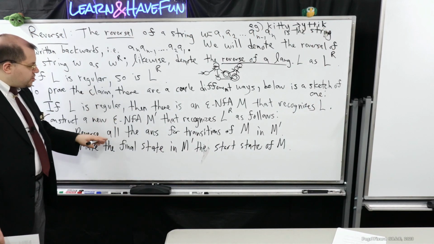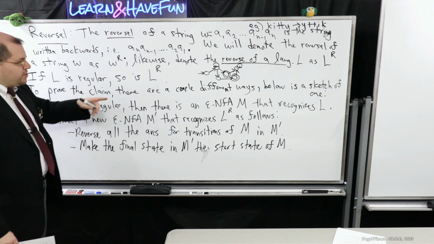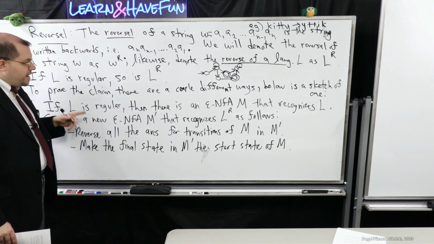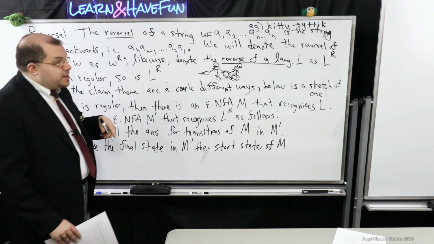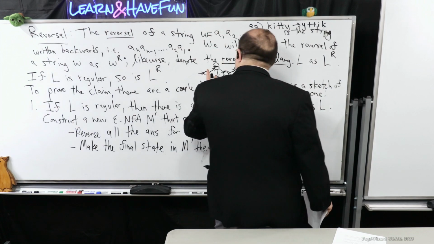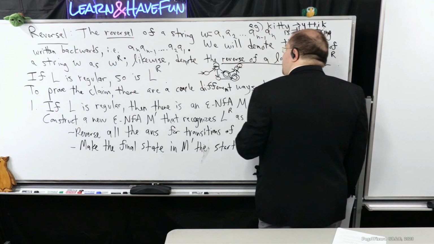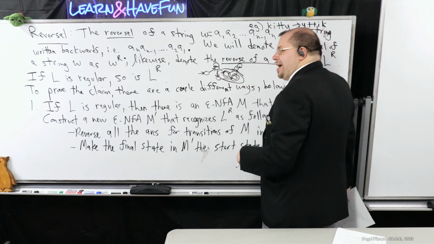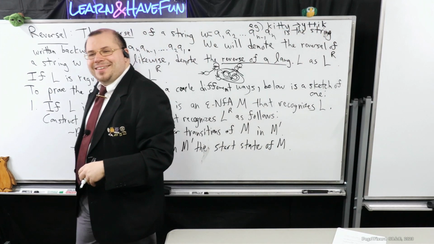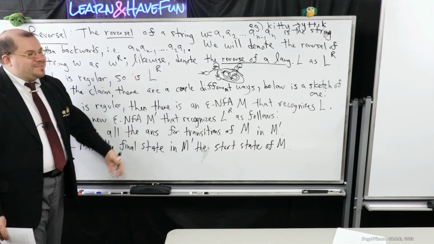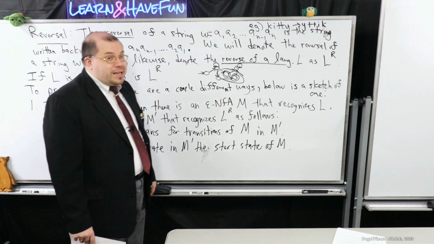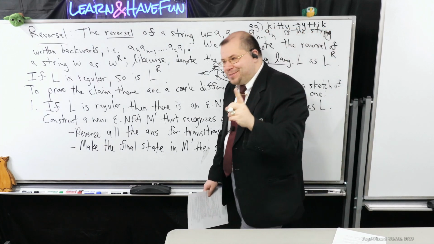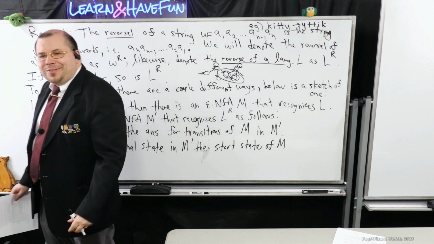Well, in this construction, it says to reverse all of these, right? You're supposed to reverse all of the arcs, and then you assign the final state in the new epsilon FA to be the start state, right? But here's a bit of a problem. There might be multiple final states. So what do I do with these multiple final states then? They surely all can't be a start state, right? You only can have one of those. So what do I do?